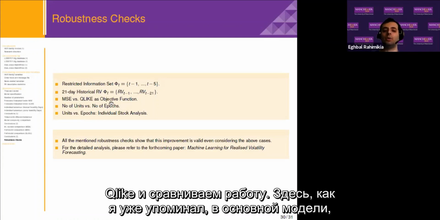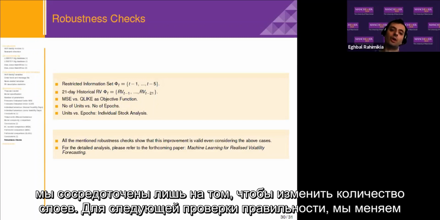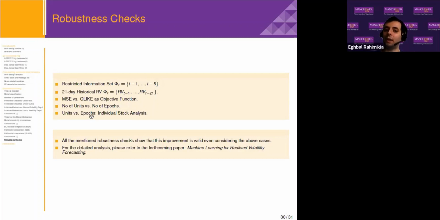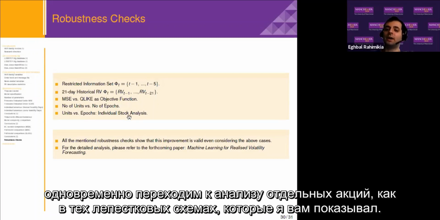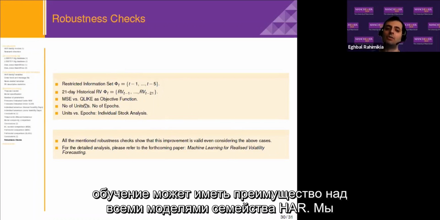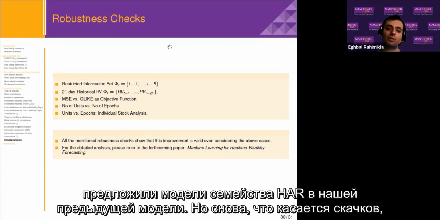Here, as I told you, in the main model we focus on just changing the number of neurons. For the next robustness checks, we are changing the number of epochs too. And we are comparing the models and at the same time moving to individual stock analysis, like those radar charts, and seeing the behavior, what's happening inside. And for all these models, we can see machine learning easily can beat all Haar family models and extended Haar family models, which we proposed in our previous paper. But again, for the jumps, it's not very good.